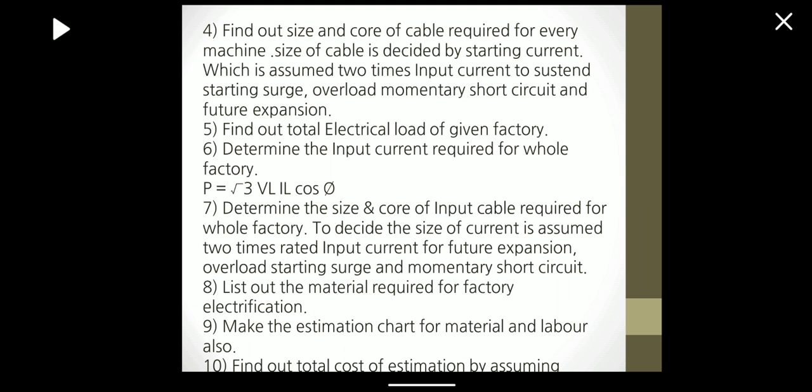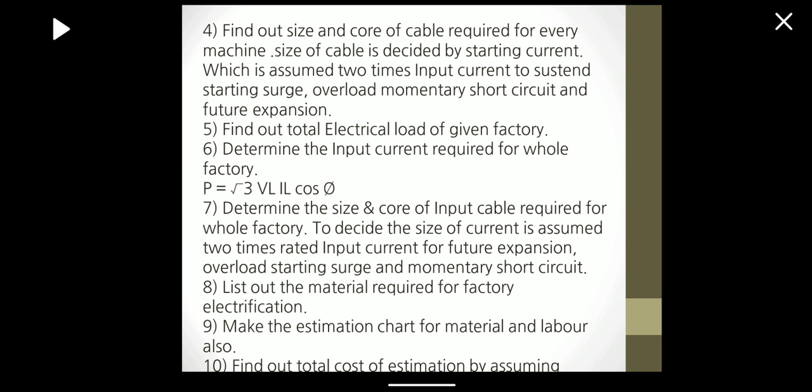Find out the total electrical load of the given factory. Then determine the input current required for the whole factory, that means P is equal to root 3 VL IL cos phi. Then determine the size and core of the input cable required for the whole factory. To decide the size of the cable, assume 2 times the rated input current for the future expansion, then overhead starting surge and momentary short circuit.